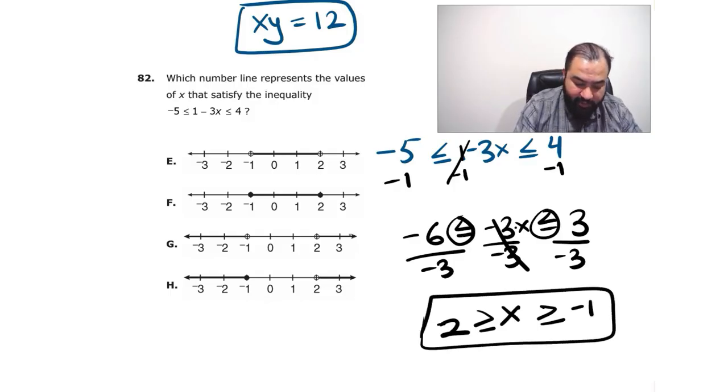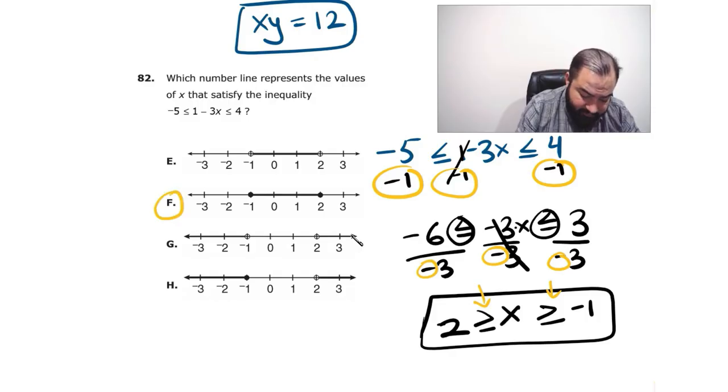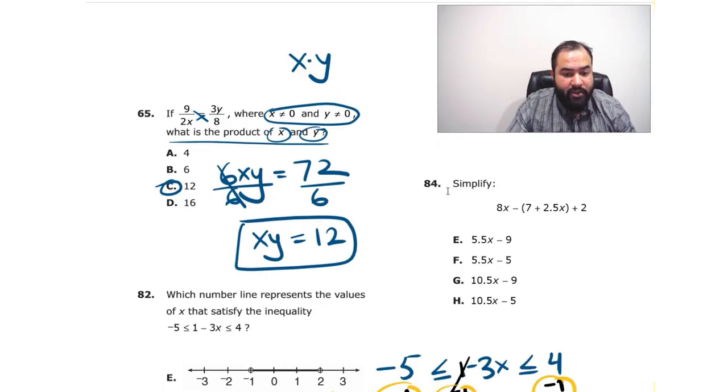Now take a look at it. When I subtracted 1 from each and every part of the inequality, I didn't flip the sign. That happened when I divided by a negative number. Divided by a negative number, that's when the inequality flipped. Now you can graph it. X is greater than or equal to negative 1 and less than or equal to 2. So that's F. You see, negative 1 to 2 is in the middle. That's it. Let's do 84.